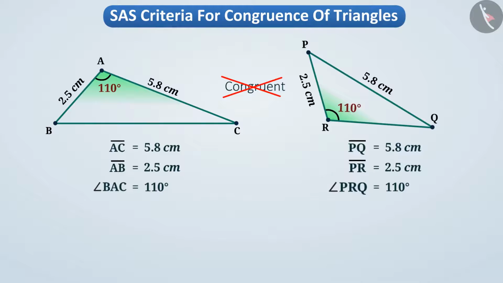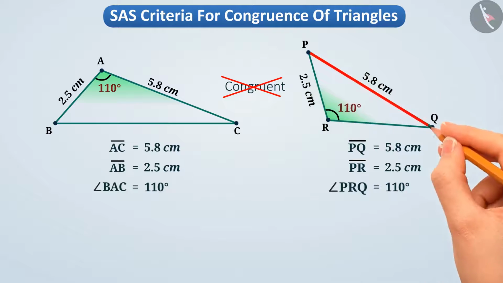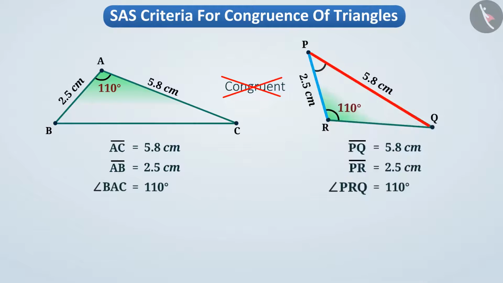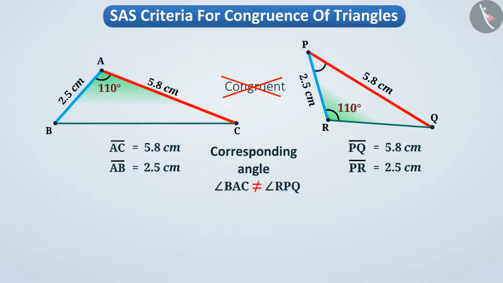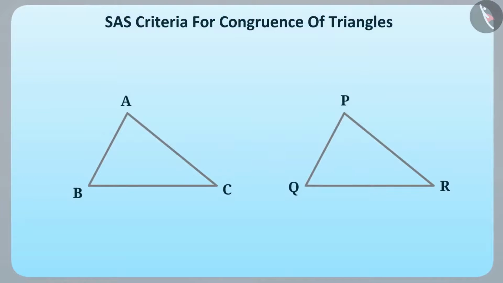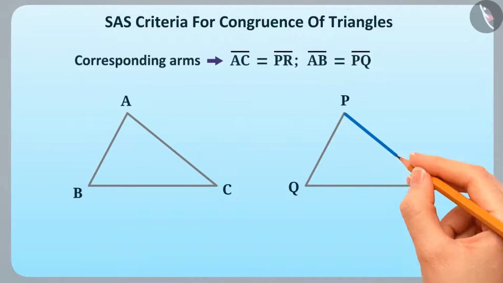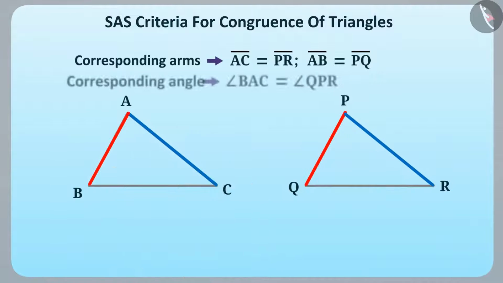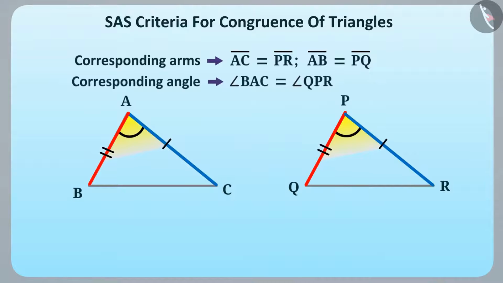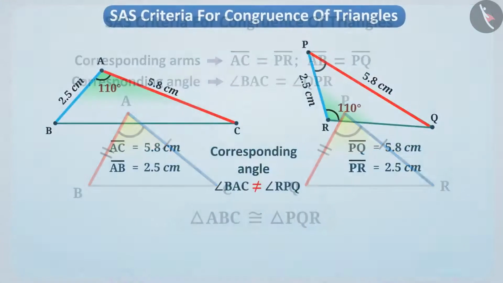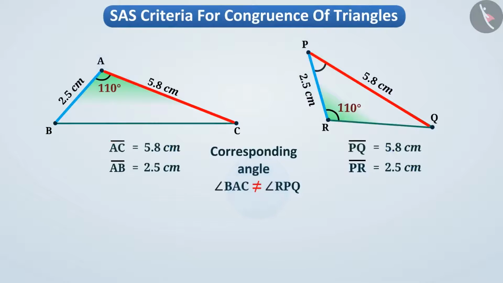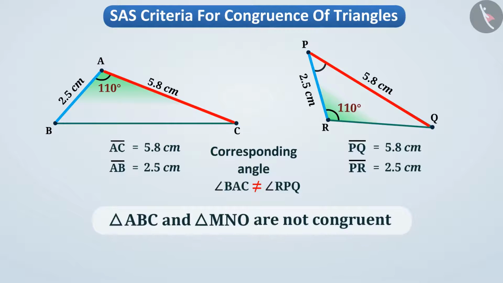Absolutely right. Because in angle PRQ, the angle is not between the sides PQ and PR. Angle PRQ is not the included angle between the sides PQ and PR. By this, we can see that corresponding angle BAC is not equal to angle PRQ. If under correspondence, two sides and the angle included between them of two triangles are equal, then the triangles are congruent. So, here corresponding angles are not equal, hence SAS congruence rule cannot be applied.